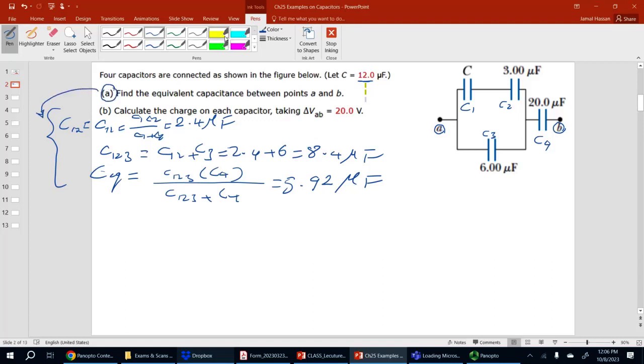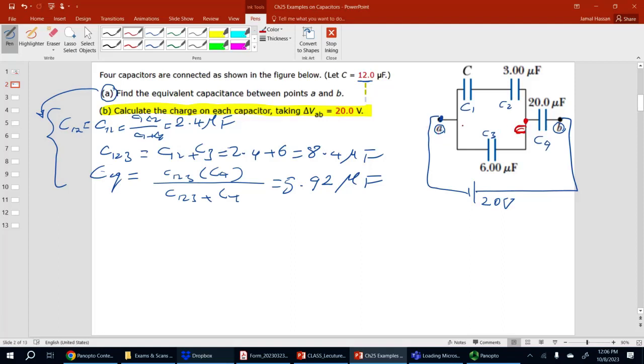Part B, calculate the charge on each capacitor taking VAB equal to 20 volt. So think about it that we have a power supply connected here. It's not shown, but this is what should be the case. So this point is A, this point is B. I'm also going to name another point, point C. So I have A, C, B.